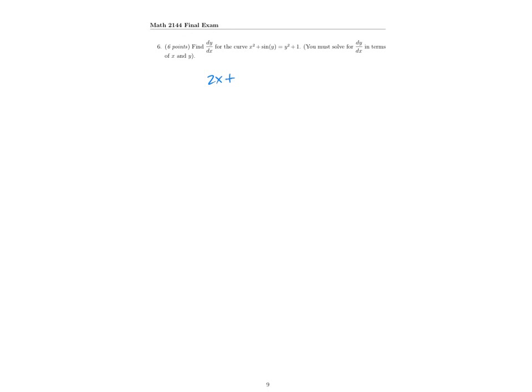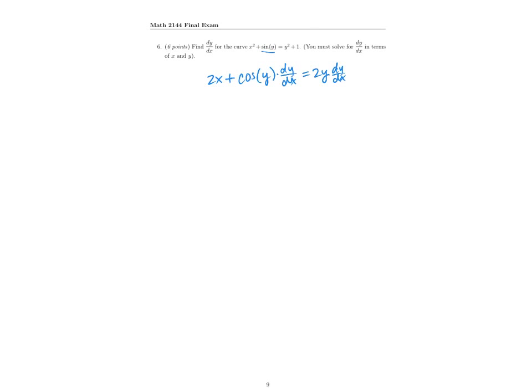plus, and then the derivative of this with respect to x, I'm going to have to use the chain rule. So I have to do cosine and leave the inside alone times the derivative of the inside, which is dy/dx, equals, and again I'm going to have to do the chain rule here, so I get 2y to the first dy/dx plus 0. And so now I can solve this for dy/dx.